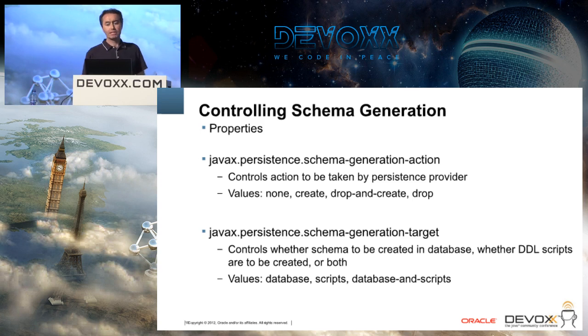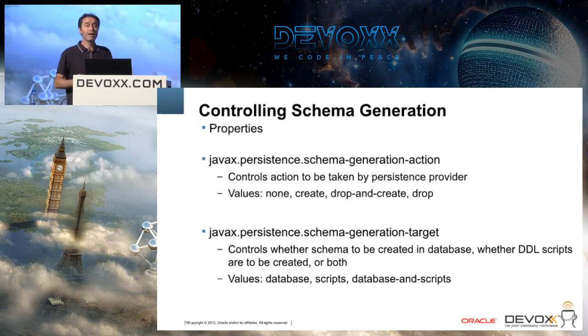So we have schema generation action. Everything is javax.persistence.something. So this is schema generation action. Here we can do nothing, none. Create tables and/or the other things, or drop and create, or just drop.